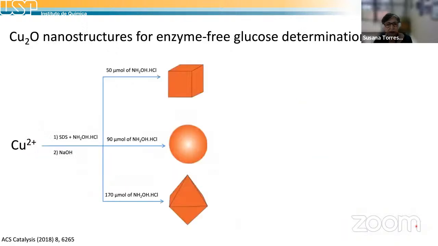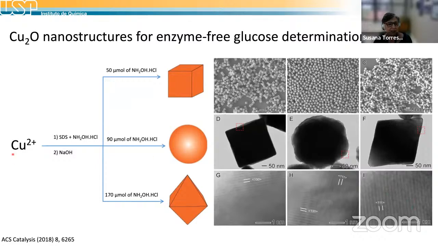I have here another example, with oxides, but in a controlled form: a copper oxide nanostructure, and you can also use this structure for enzyme-free glucose determination. We are able to prepare these structures. They are the same size, but in different forms: cubes or spheres or octahedra. So you have here all the characterization. And obviously, when we have the cubes, we have a 100 structure. When we have the octahedra, we have a 111 structure. And when we have the spheres, we have a mixture of both situations.